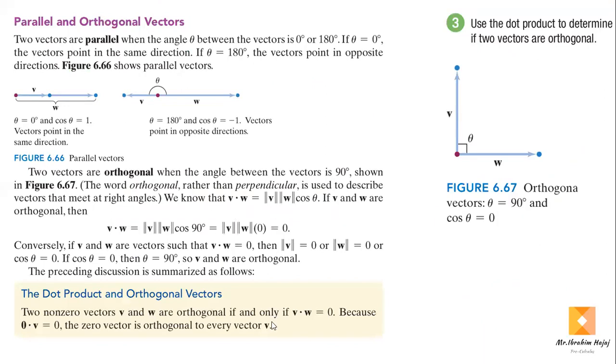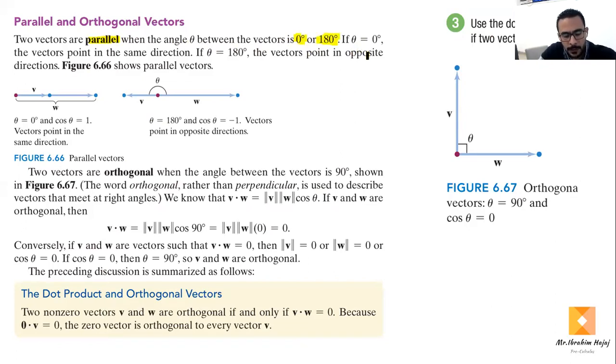We stopped here yesterday, so let's complete here. Our goal in this part is to use the dot product to determine if two vectors are orthogonal or parallel. Two vectors are parallel when the angle theta between the vectors is 0 or 180. Again, two vectors are parallel when the angle between the vectors is 0 degrees or 180 degrees.